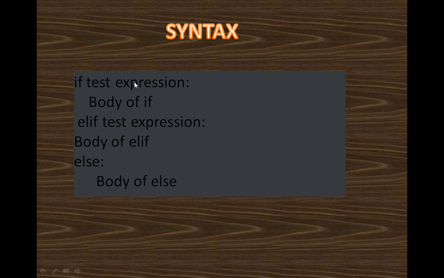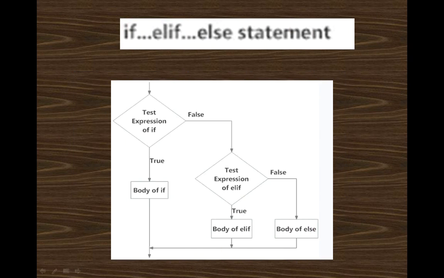So first it will test the expression. If it is true, it will execute this and come out of the if statement. But if it is false, it will come to the elif part. Suppose you have given an expression there, it will check that. If that expression is true, it will execute the body of the elif part. Else, what will it do? It will come and execute the body of the else part.